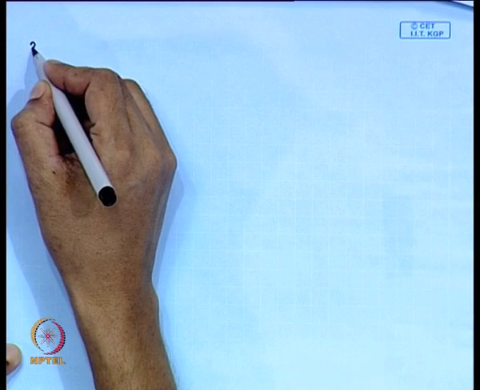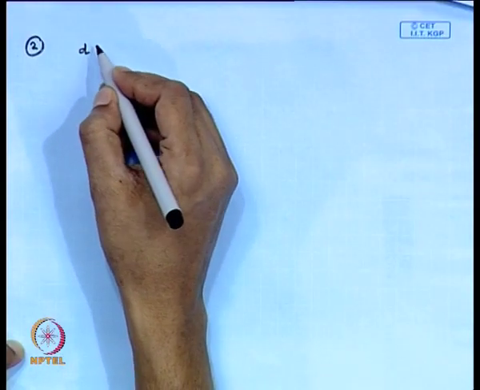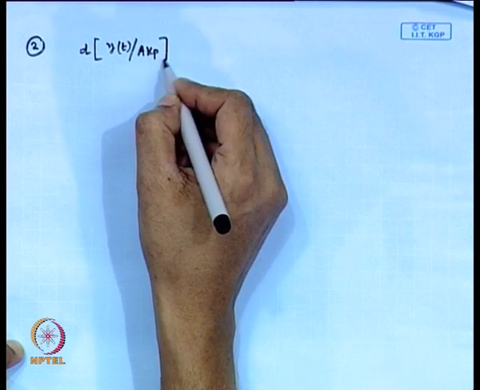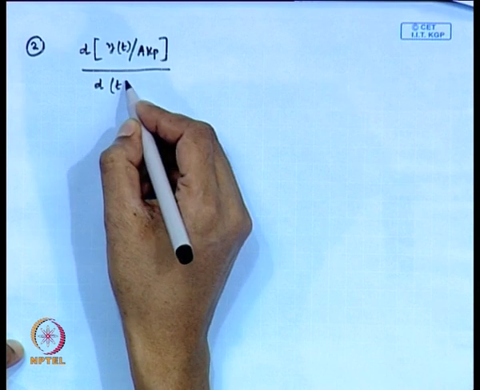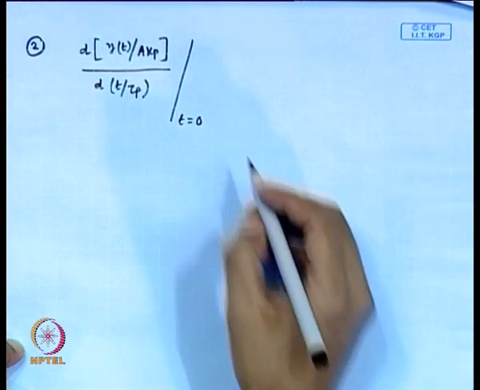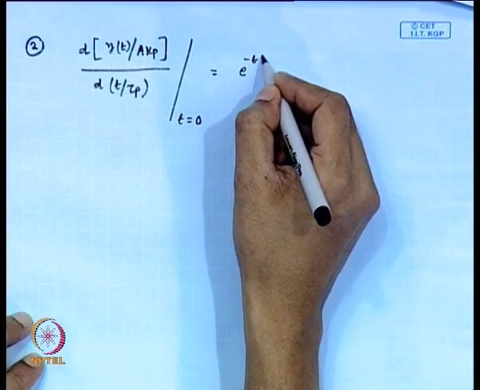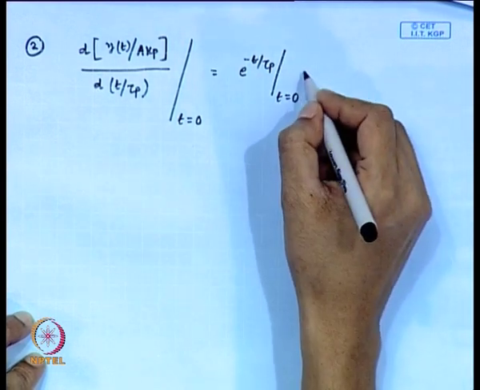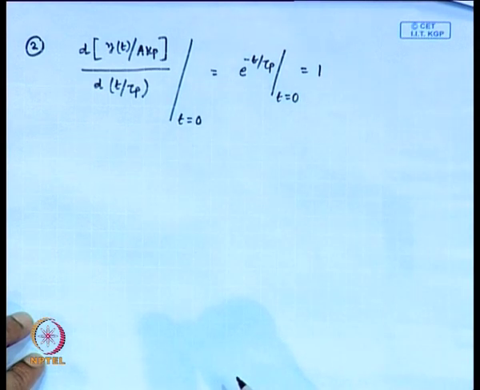Second remark, what is the slope of this response at time t equal to 0? Can you calculate the slope at time t equals to 0? I mean d of y t divided by a k p, d t by tau p at time t equals 0. How much is this? Exponential of minus t by tau p at t equals 0. So, slope is 1.